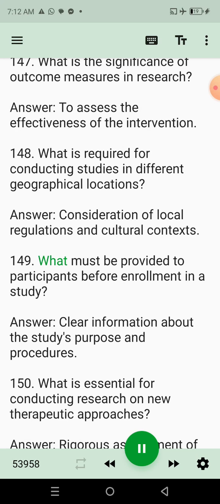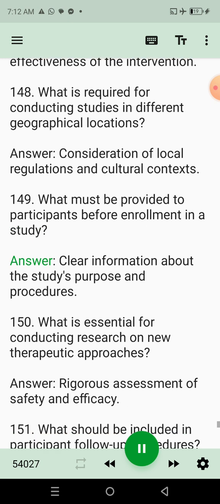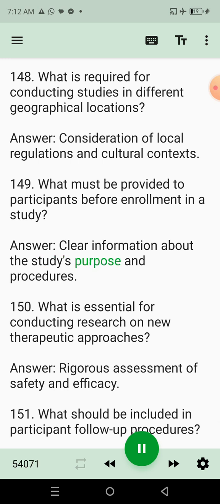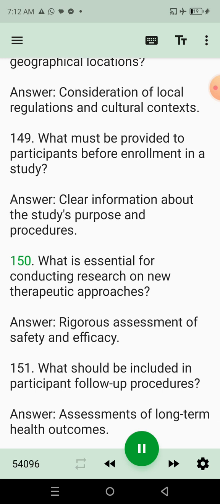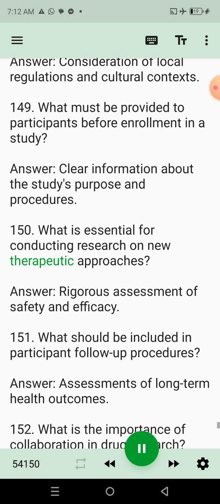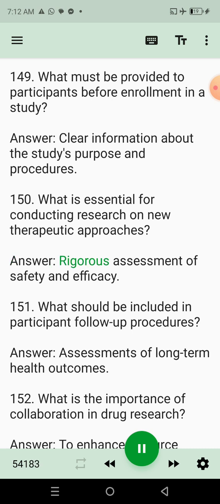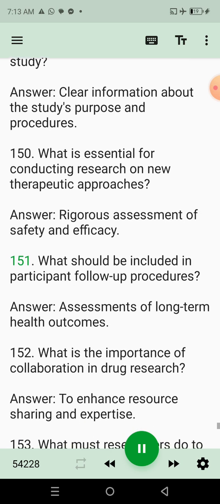149. What must be provided to participants before enrollment in a study? Answer: Clear information about the study's purpose and procedures. 150. What is essential for conducting research on new therapeutic approaches? Answer: Rigorous assessment of safety and efficacy.